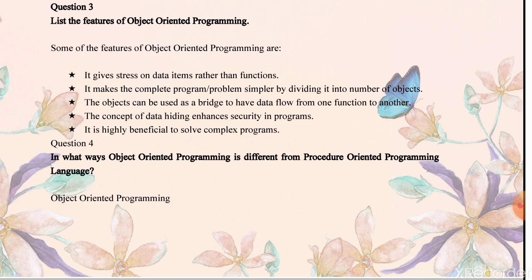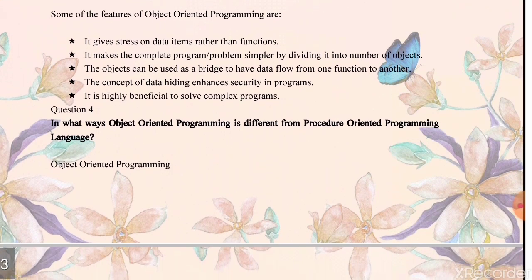Next is, the concept of data hiding enhances security in programs. In object oriented programming languages we can use data abstraction, and in data abstraction we can hide many things. Due to this the programs are enhanced in security, which means there is more security in object oriented programming languages. It is highly beneficial to solve complex programs. Complex programs can be solved easily in object oriented programming languages rather than procedure oriented languages, which means POP.